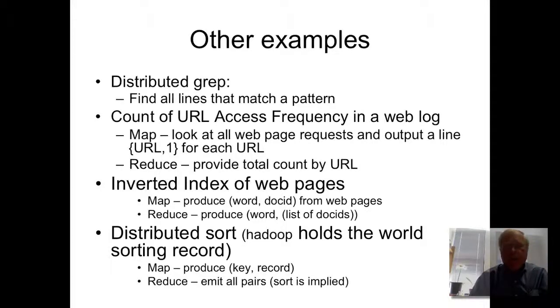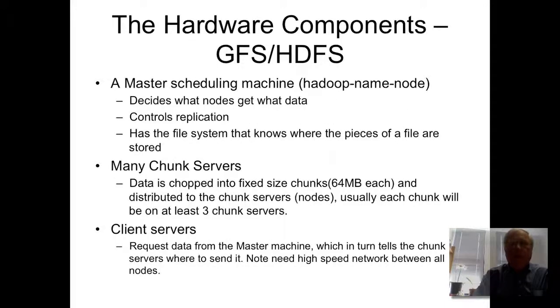Inverted index of web page, I've already described how you would do that in the previous slide. Distributed sort, since the Hadoop infrastructure and the Google MapReduce infrastructure sorts implicitly, all you do is have a map step that produces the key and the record, and the reduce step automatically sorts it. As long as you come down to one reduce step, all the pairs are sorted and you're done. So sorting large amounts of data is trivial.